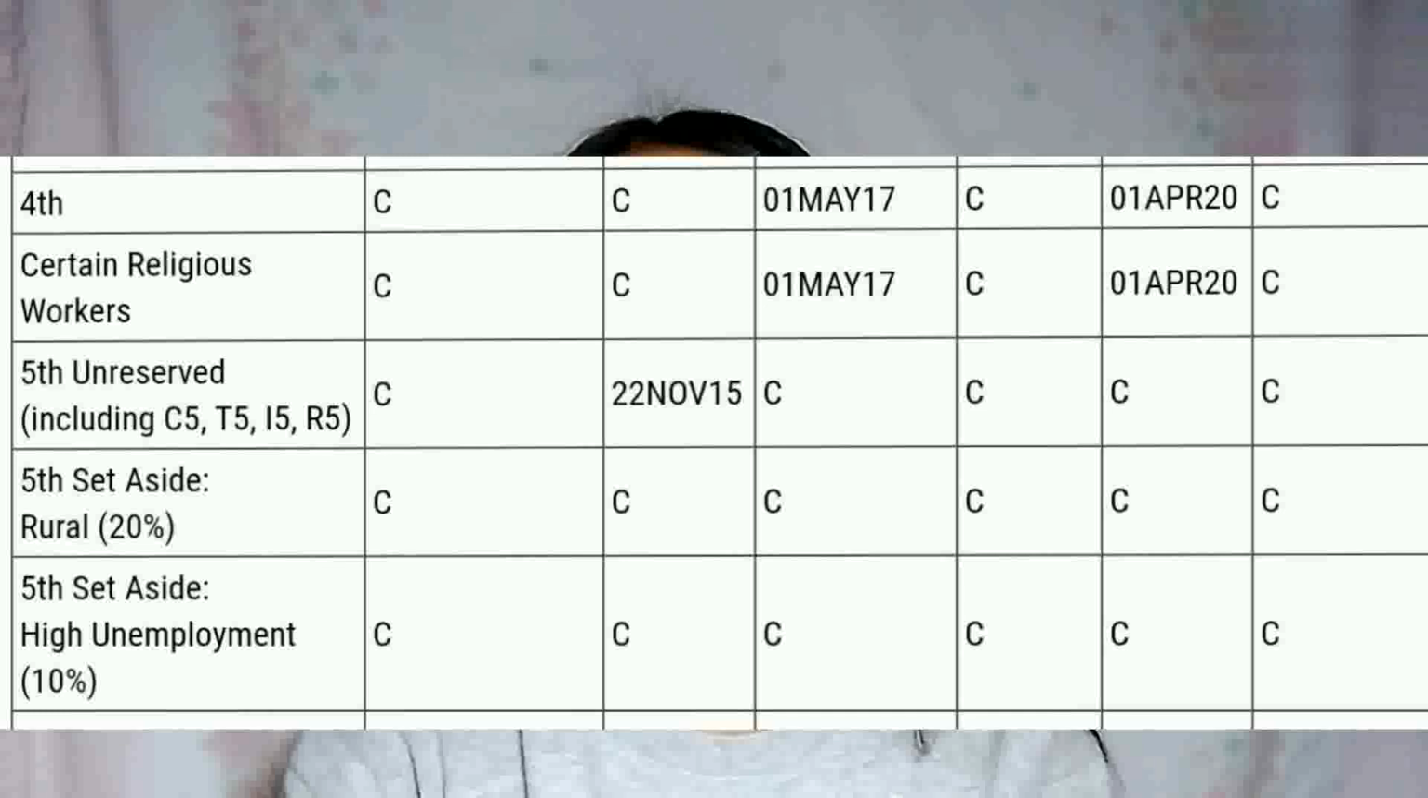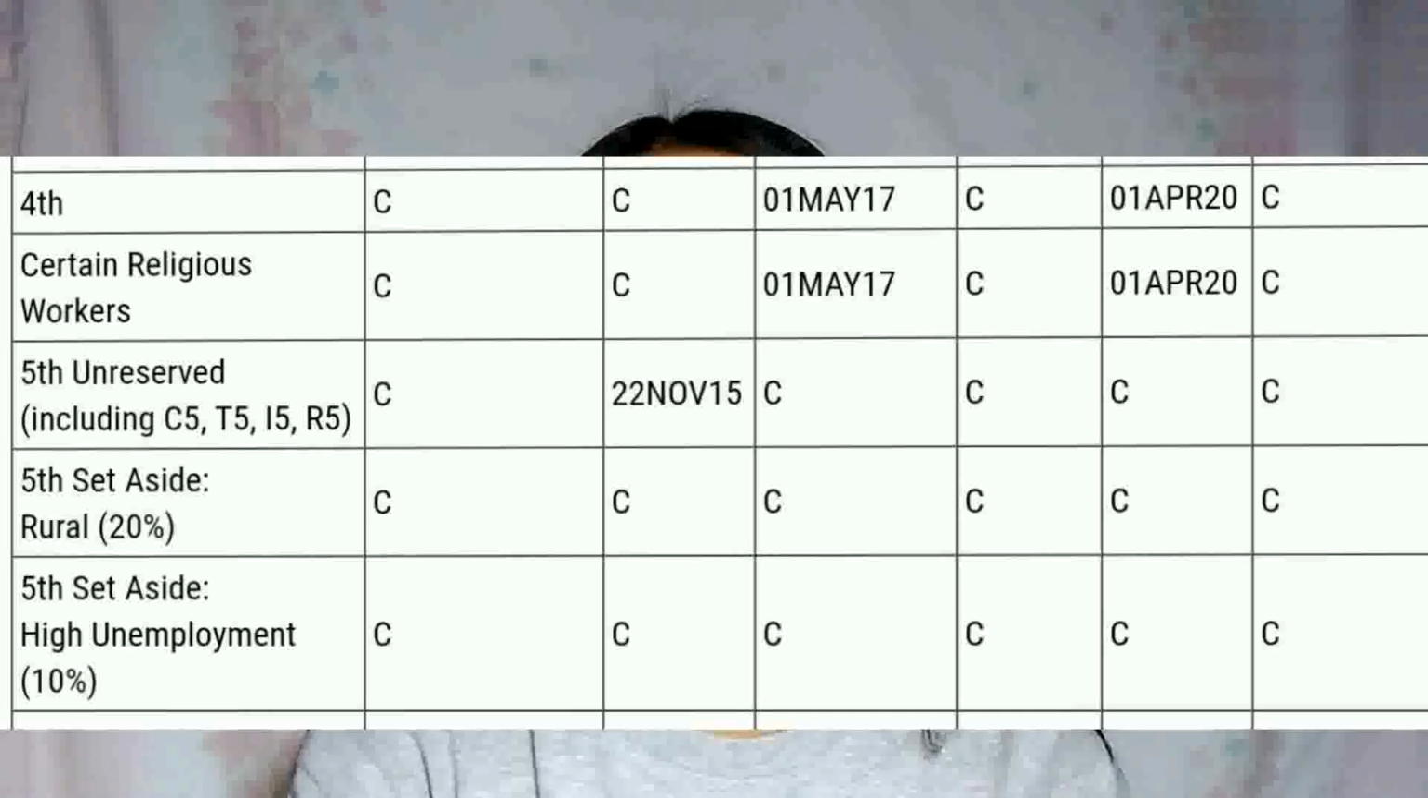Fifth, unreserved including C5, T5, I5, and R5 for employment-based. All chargeability areas except those listed is current. China mainland-born is November 22, 2015. El Salvador, Guatemala, and Honduras is current. India is current, Mexico current, and Philippines current.